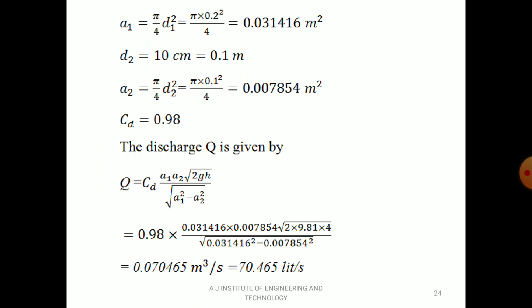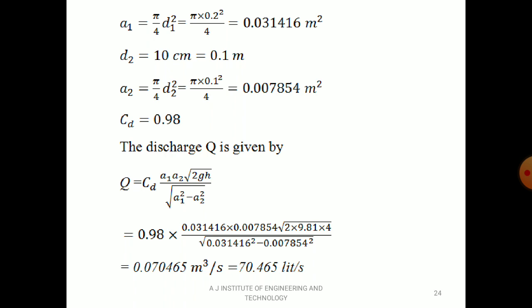D2, the throat diameter, is given as 10 centimeter. Convert from centimeter to meter, 10 divided by 100, so that is equal to 0.1 meter. So the cross-sectional area at section 2, or throat, A2 equal to pi by 4 D2 square. D2 value is 0.1, so pi into 0.1 square divided by 4. So A2 value is equal to 0.007854 meter square. This is the value of A2.